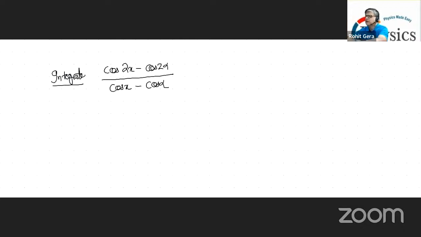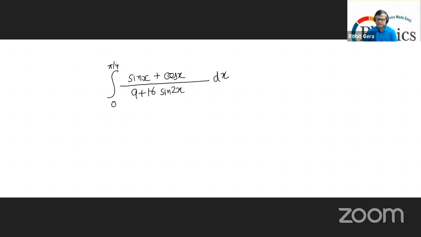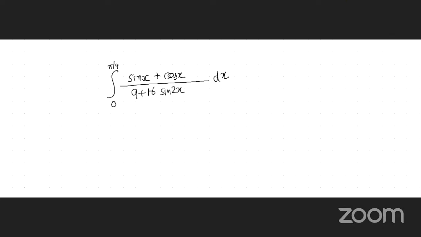Okay, so one more nice question is based on, all right, so integrate. So this is 0 to pi by 4, (sine x plus cos x) whole divided by 9 plus 16 sine 2x dx. Again, very trigonometry centric question.